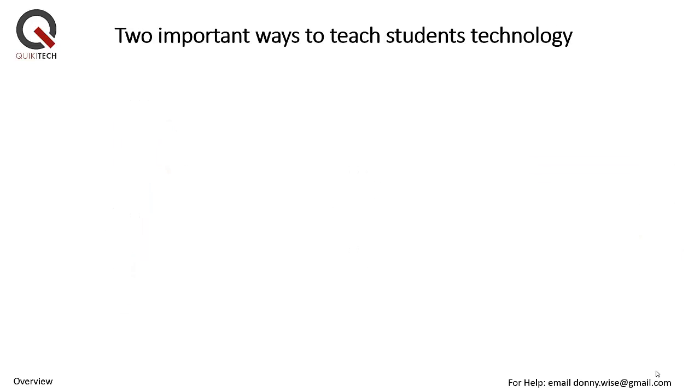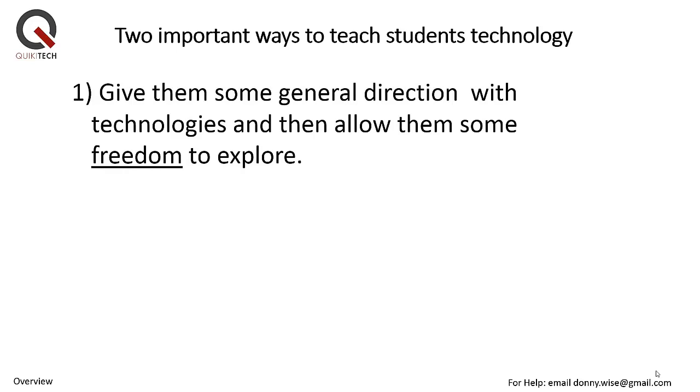You can teach students technology by these 2 particular ways. And like the title of the slide says, 2 important ways to teach students technology. Number 1, and this is very important, give them some general direction with technologies and then allow them some freedom to explore. Like I did. I just handed the phone, gave some general directions to my daughter, and at age 8, she was off and running.